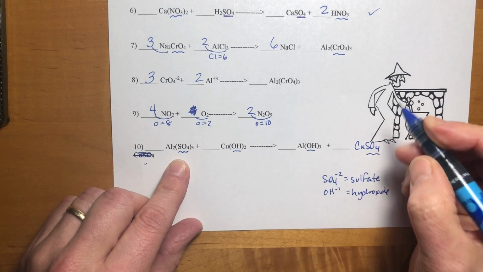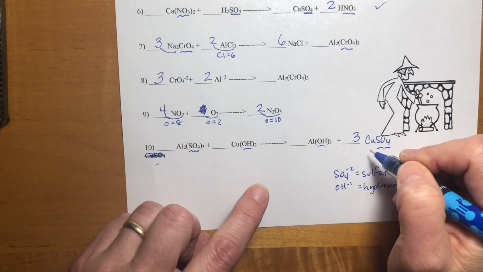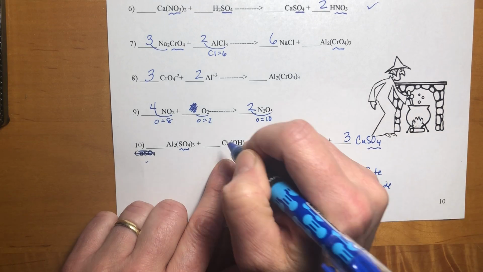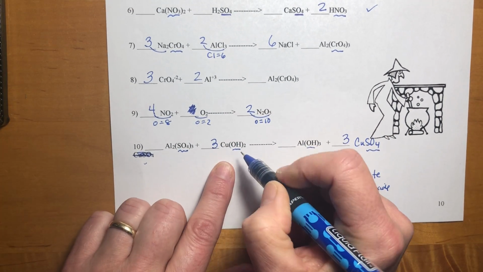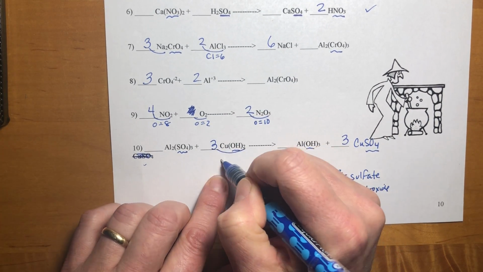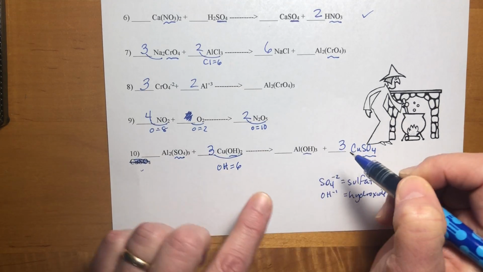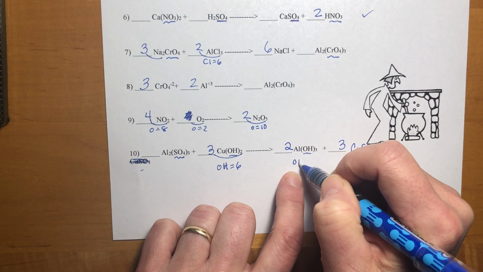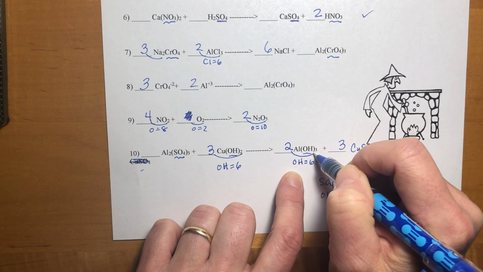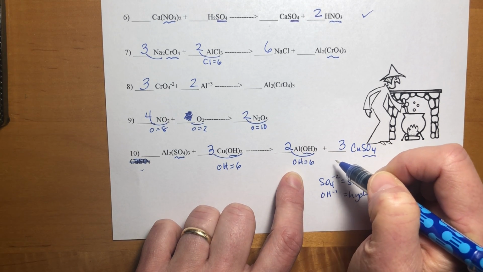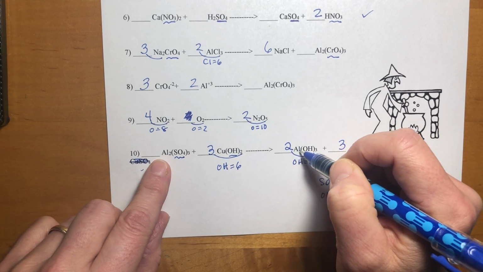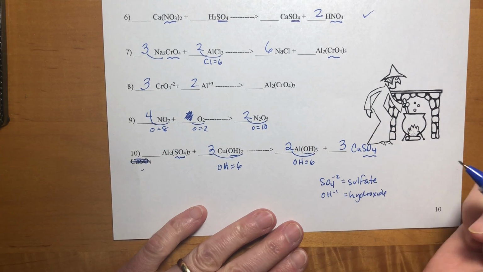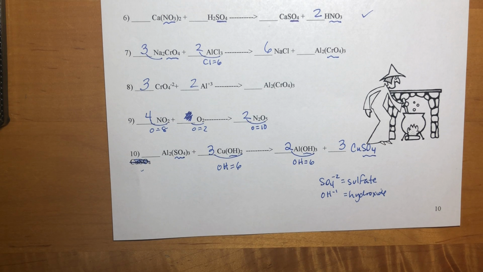So 3 sulfates here. I need 3 on this side. That gives me 3 coppers, so I need 3 on this side. That gives me 6 hydroxides, and to get 6 hydroxides on this side, I'll need a 2. So 6 hydroxides on this side. And that 2 gave me 2 aluminums, so I'm good. So that's done. That wasn't too wicked hard. All right.